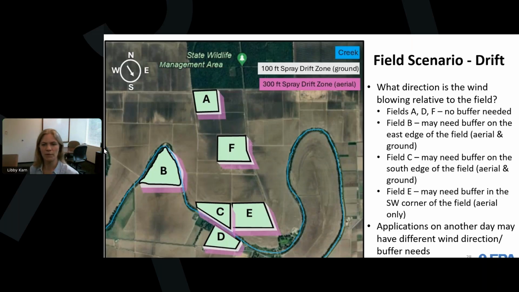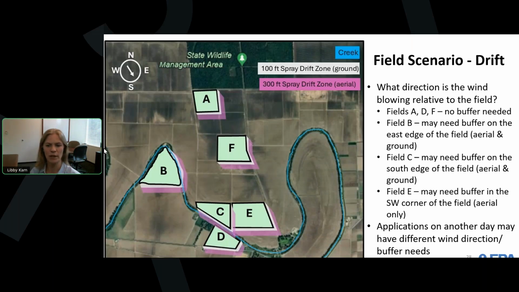The arrow in the upper left corner shows the direction that the wind is blowing on this day. So the downwind side of the field is on the southeast edge or edges of the field. Fields A, D, and F have only managed areas within the drift buffer zones on the southeast edge of the field, so no ecological spray drift buffer is needed there. Field B borders the creek to the east, and so a spray drift buffer is needed on the east edge of the field for either ground or aerial applications. Field C also borders the creek on its downwind side, so a spray drift buffer is needed on the south edge of the field for either ground or aerial applications.